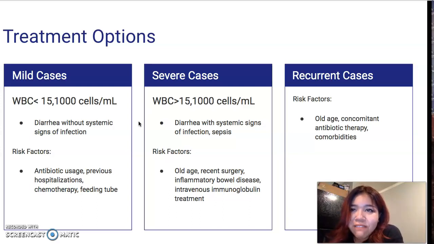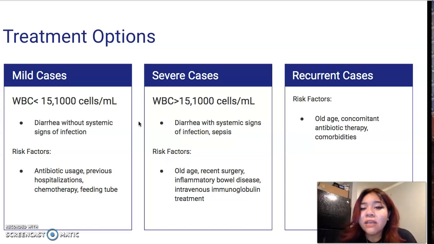In mild cases, you will have diarrhea with no systemic signs of infections. So no fever. It's not severe. In severe cases, you start showing signs of infection and diarrhea, more diarrhea, you know. The risk factors for a mild case would be antibiotic usage, previous hospitalizations, chemotherapy, and a feeding tube. Just because in the hospital, bacteria spread really easily sometimes, and it's really hard to get rid of the spores, so it's very easy to find them everywhere.